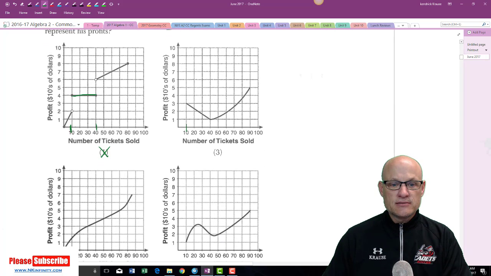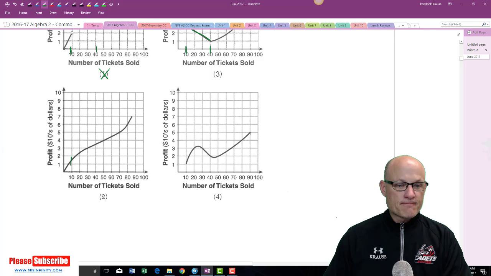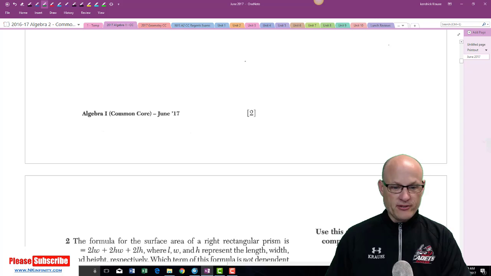Between 10 and 40, that looks like it's coming down. So that might be the right answer. Between 10 and 40, that one's going up. And between 10 and 40, that one went up and then down. So obviously then answer choice 3 is the right answer. Not too difficult there. That was the whole first page.